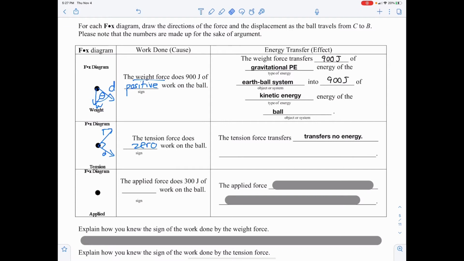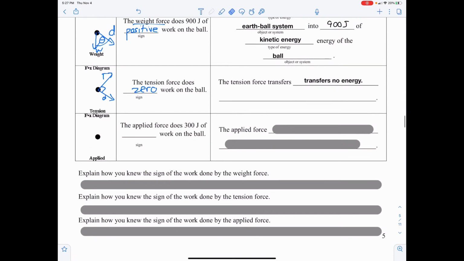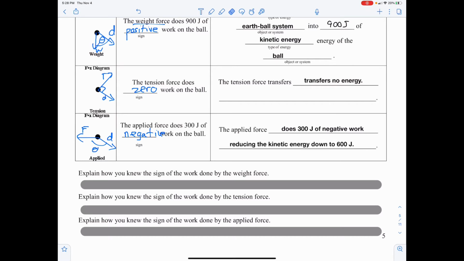The tension force transfers no energy. The applied force, directed to the left, is an obtuse angle measured with the displacement. Therefore, the applied force of 300 joules does negative work on the ball. The applied force does 300 joules of negative work, to reduce the kinetic energy to 600 joules.